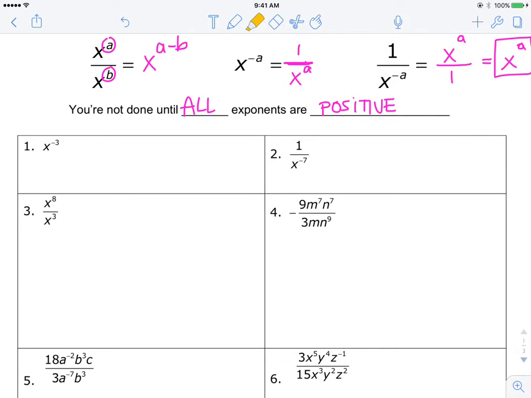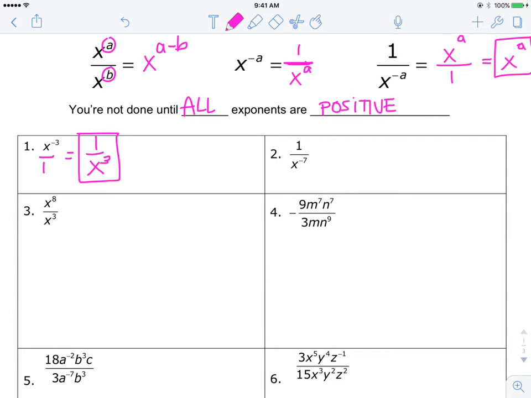Okay, so for problem number 1, we've got a negative 3 for an exponent. Now we need to fix it and make it positive. Remember, imagine that we begin with a 1 on the bottom. That's something we wouldn't write. And now we're going to take the reciprocal. So we're going to have 1 over x, and now my exponent is a positive 3. Okay?